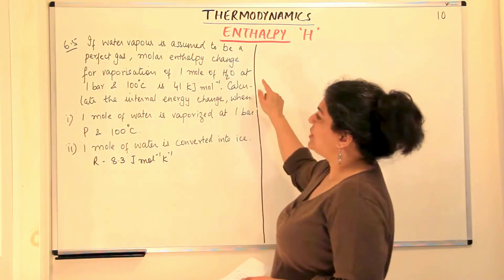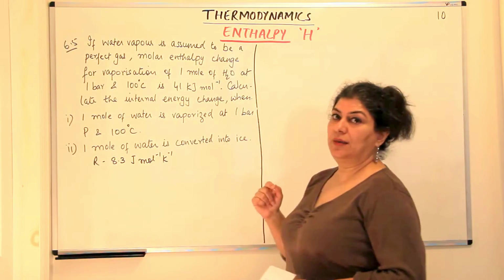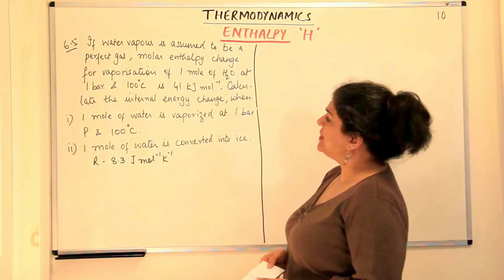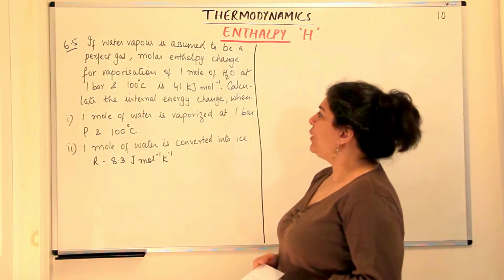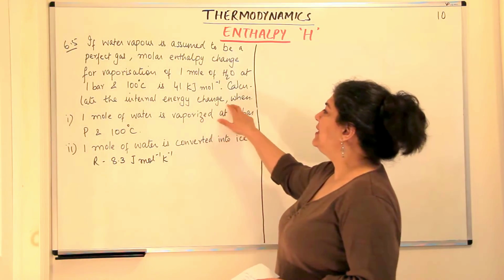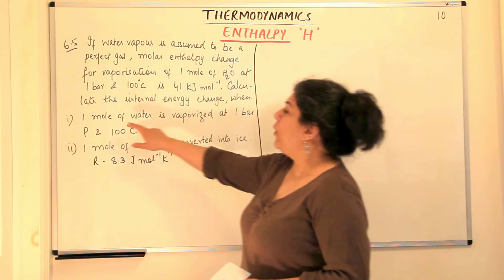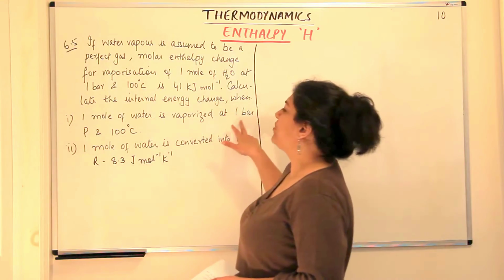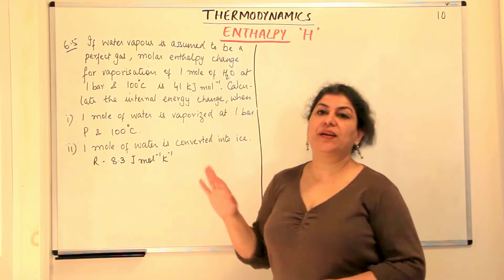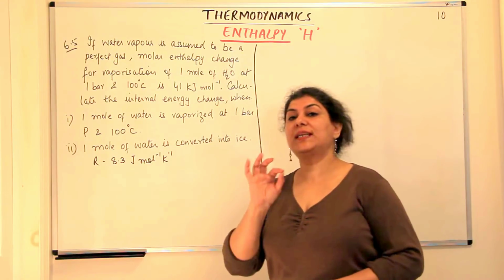Of 1 mole of water at 1 bar. What is 1 bar? 1 bar is the pressure. At 100 degrees Celsius it is 41 kilojoules per mole. You have to calculate the internal energy change when 1 mole of water is vaporized at 1 bar pressure and 100 degrees Celsius. Let us first write down what all we have and what is the equation that we would be using.